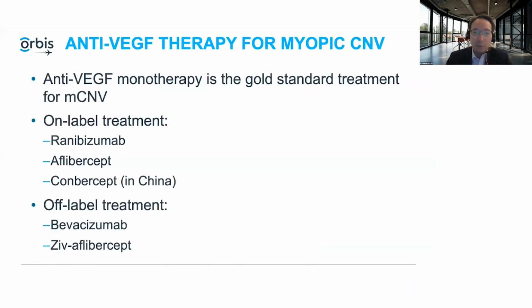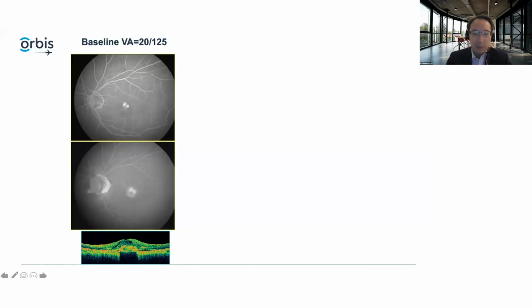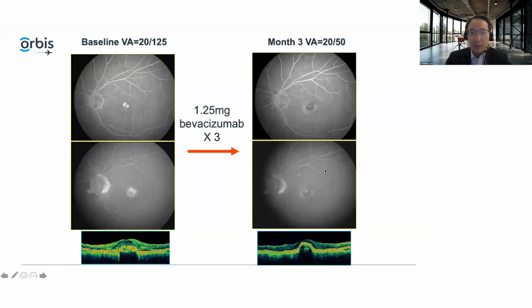As I mentioned before, we have various treatments available, on-label and off-label. This is a patient who I treated with bevacizumab, with -8 diopters of myopia. You can see FA, very typical type 2 CNV. This is the OCT as well. I gave him 3 injections of bevacizumab, and you can see very good reduction in the CNV on the OCT as well as regression in the FA, and the patient's vision improved from 20/125 to 20/50. And the patient didn't need any treatment afterwards.